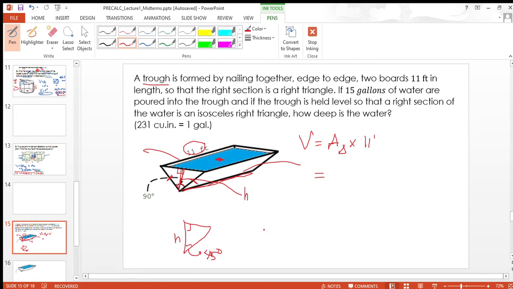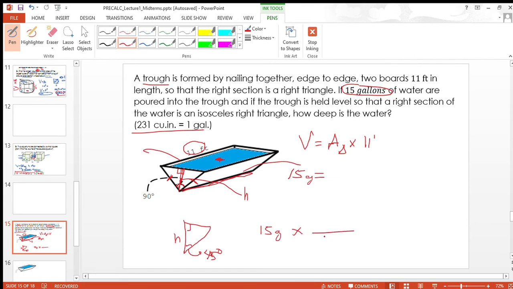Pero ang binigay kasi rito is alam yung volume ng water, which is 15 gallons. Look at this. Binigay yung volume ng water, 15 gallons, and the conversion is here. So it means the total volume is 15 gallons. So convert natin to 15 gallons.